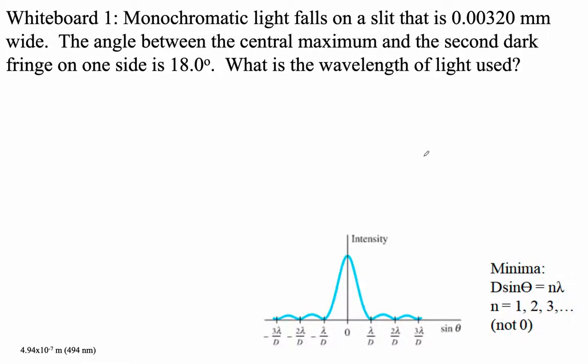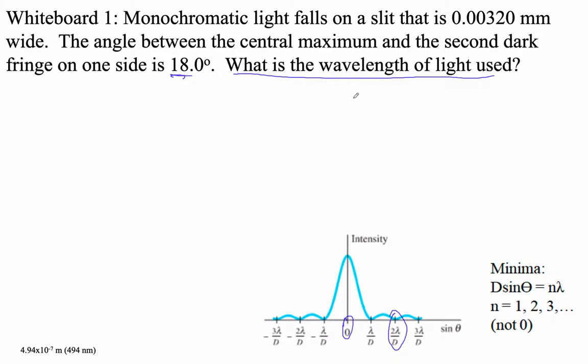All right, monochromatic light falls on a slit that is 0.00320 millimeters wide. Whoa, it's getting down there, right? That's like 3.2 micrometers or something like that. The angle between the central maximum and the second dark fringe, so that's the angle here to here, is 18 degrees on one side. What is the wavelength of the light used?